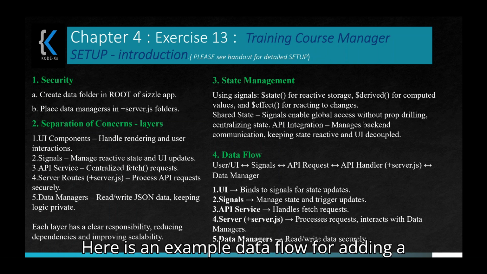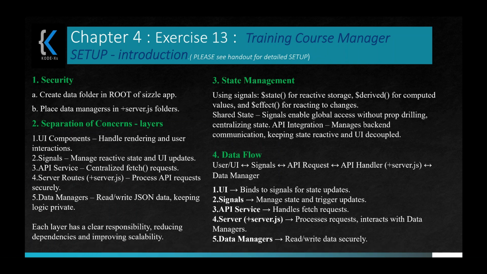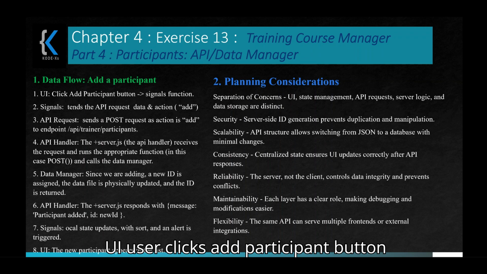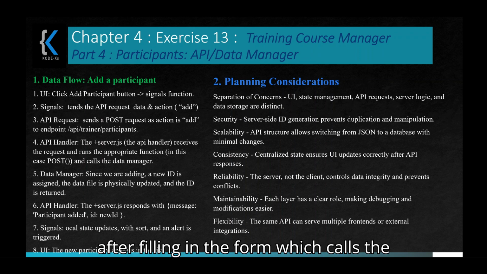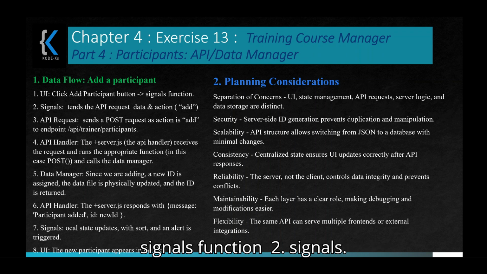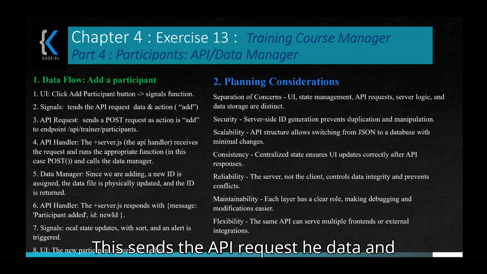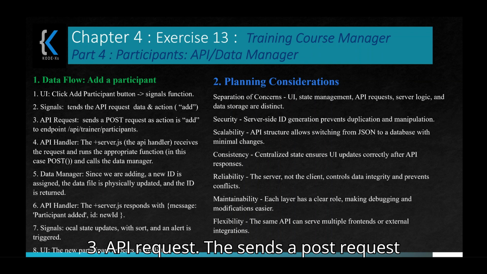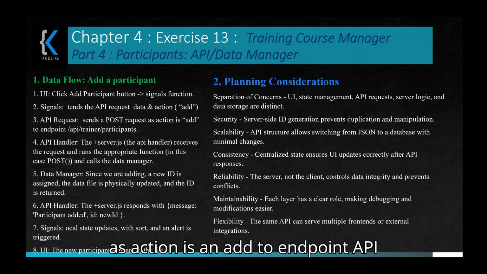Here is an example data flow for adding a participant. Data flow recap, add a participant. 1. UI: user clicks Add Participant button after filling in the form, which calls the signals function. 2. Signals: this sends the API request, the data and action, in this case, add. 3. API request: this sends a post request, as action is an add, to endpoint API trainer participants.